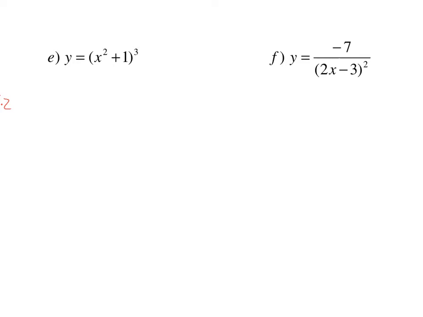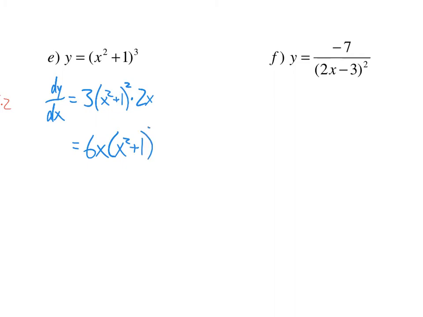Alright, let's work through E here. Let's try to do this without writing down everything. So dy/dx, I have something cubed, right? 3 times x squared plus 1 to the second. So the derivative of something cubed is 3 times something squared, times the derivative of the inside, which is 2x. So we have 6x times x squared plus 1 quantity squared.